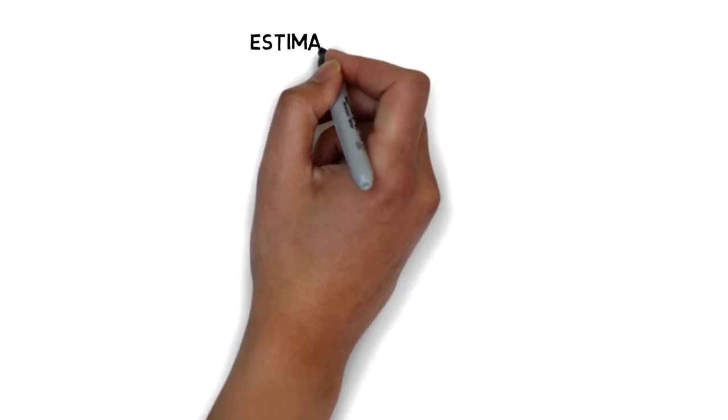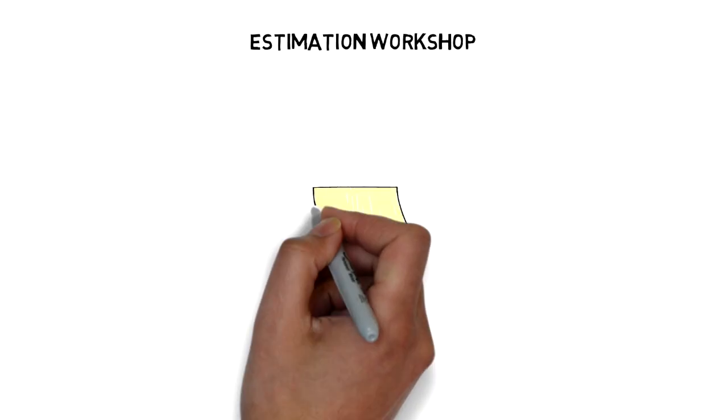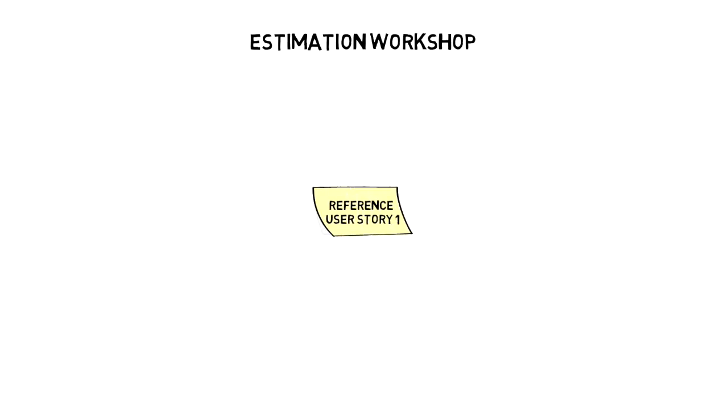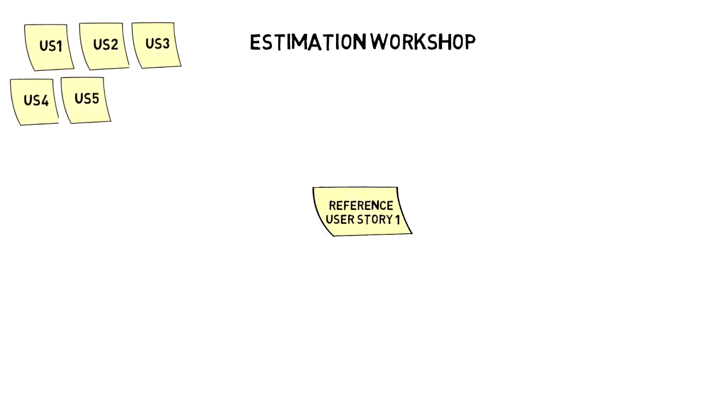In order to estimate user stories, each team would have to find one or two baseline stories as a reference. These user stories don't need to be the smallest ones, but they should be ones that everyone within the team understands and can resonate with. Once defined, estimating all the other user stories should be done by comparing them to the reference user story.